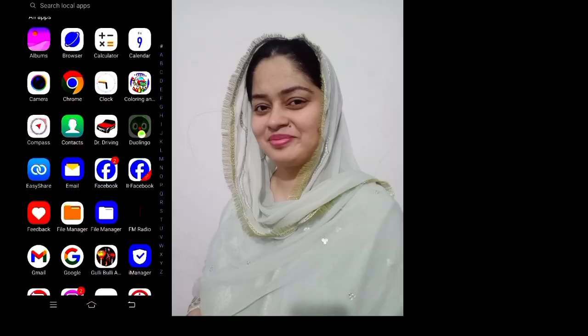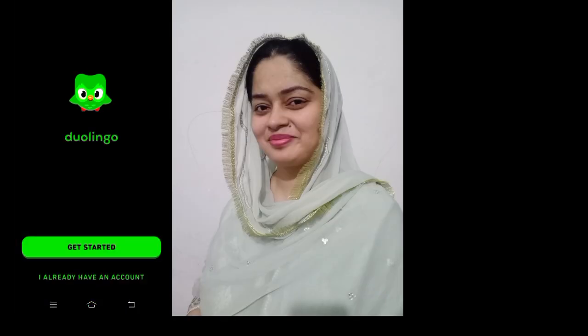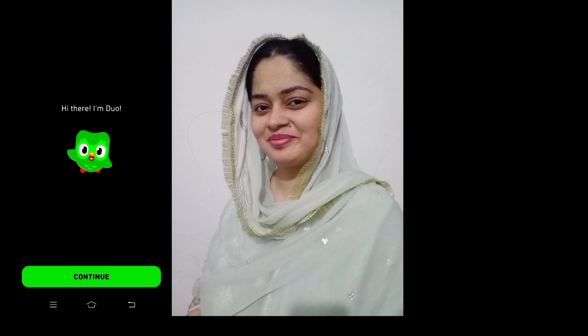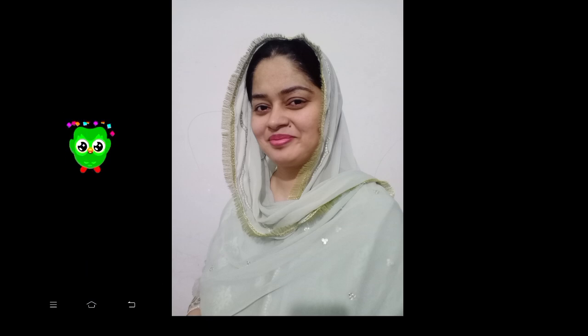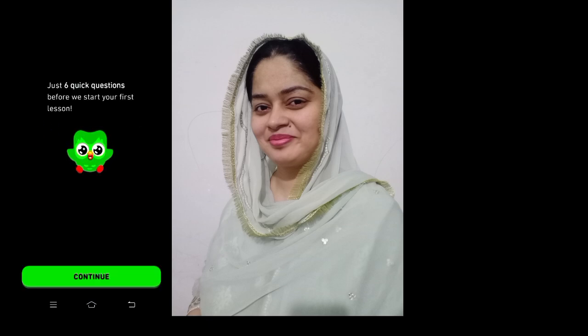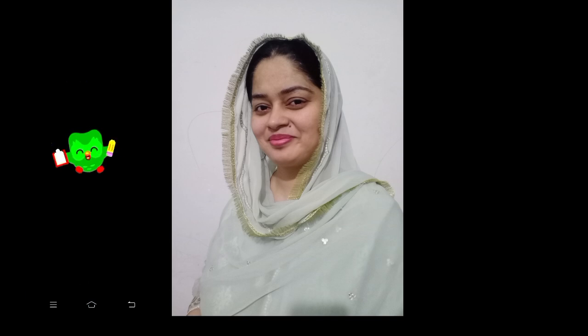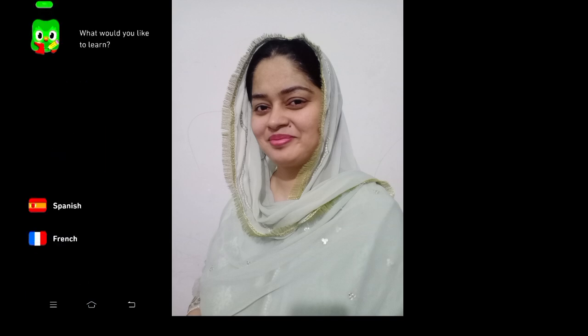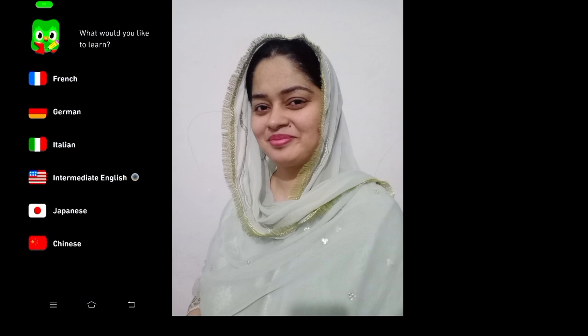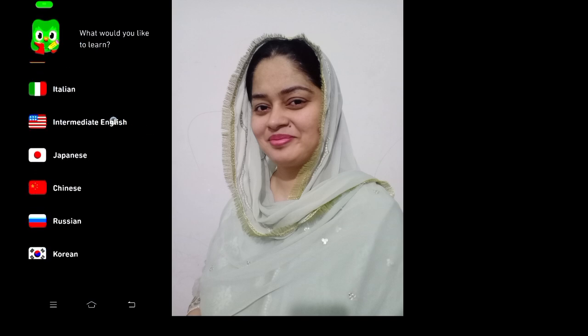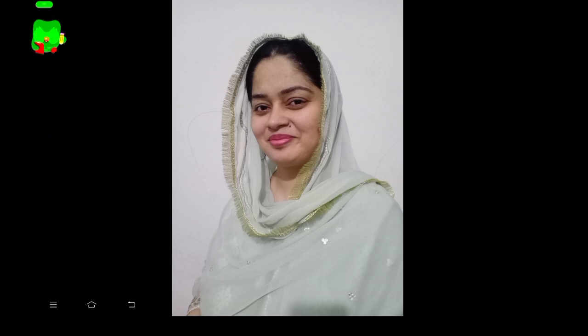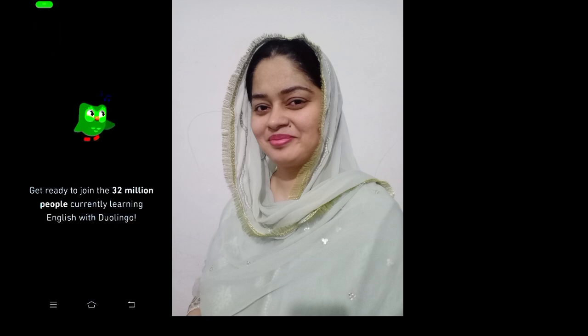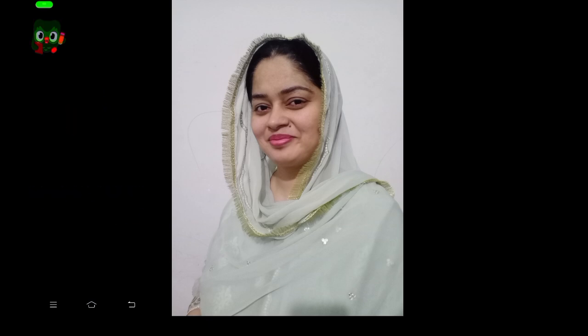So first of all we would see how Duolingo works. First of all, there is the caption that says I am Duolingo. First you have to answer 6 questions before we start our journey. What would you like to learn? You have to see the options. You have to choose the language. I have chosen the language English.